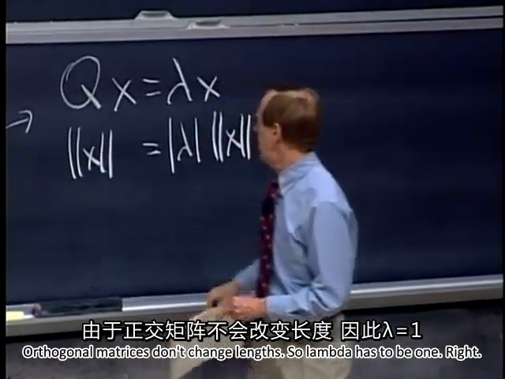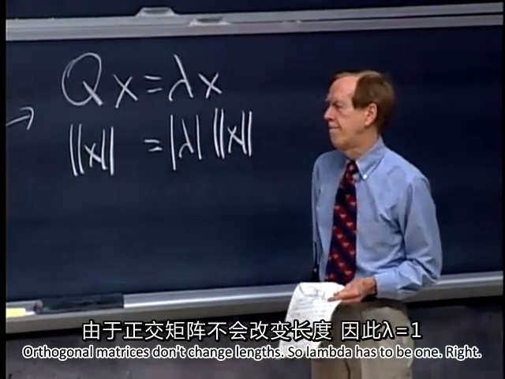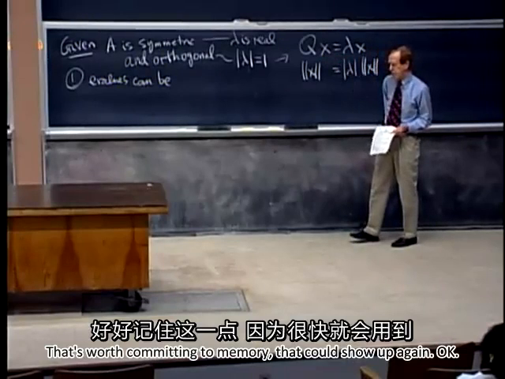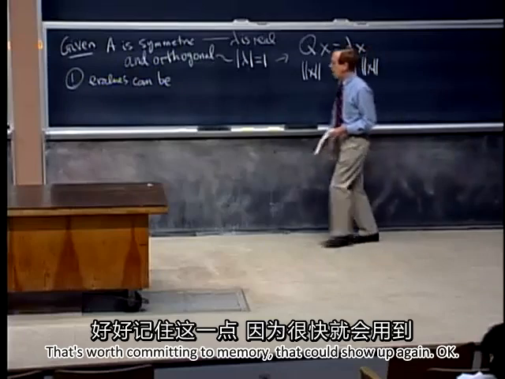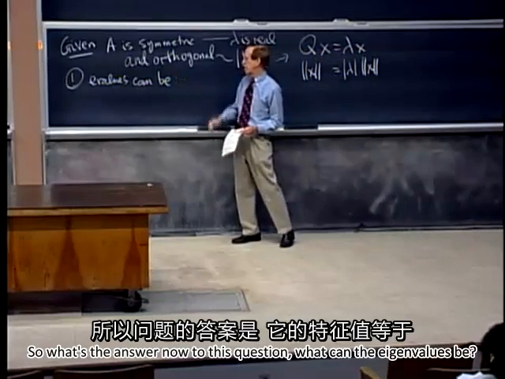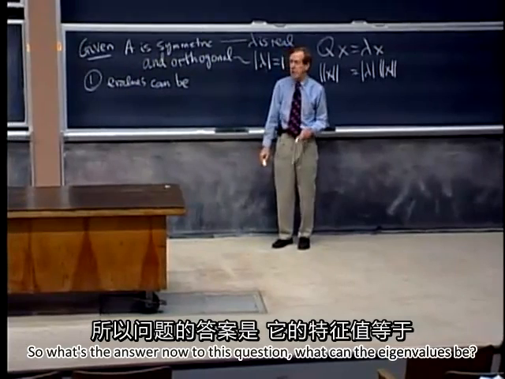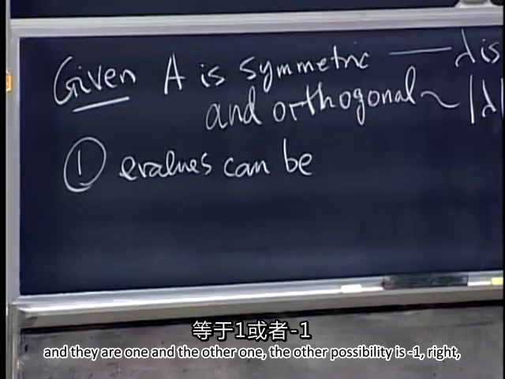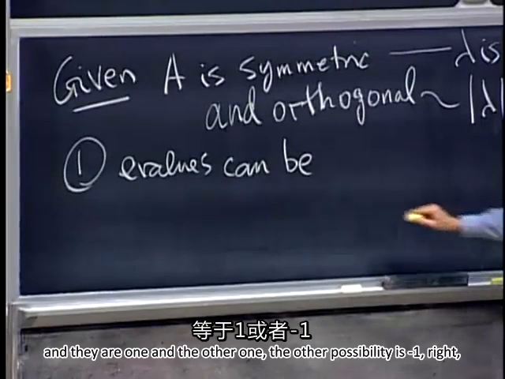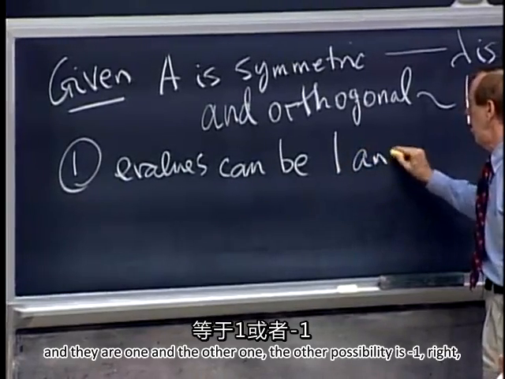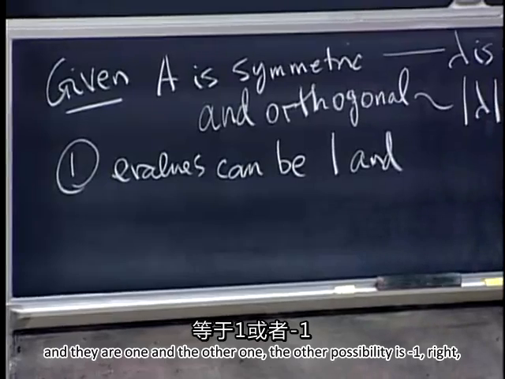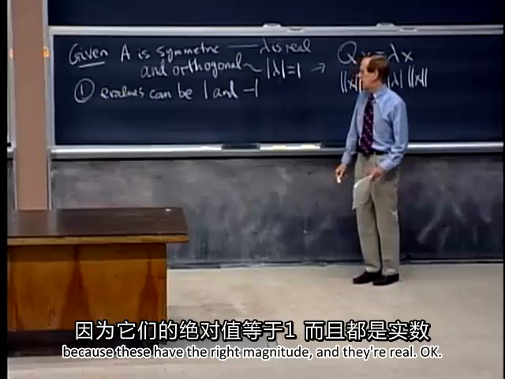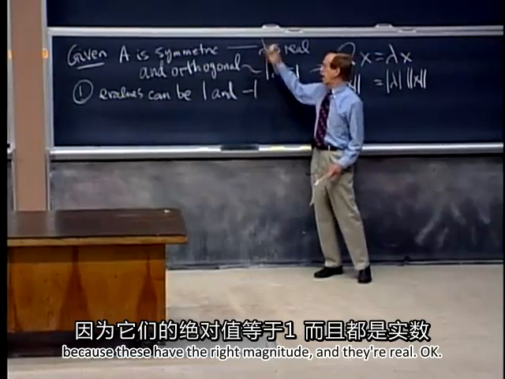So lambda has to be 1. Right. Okay. That's worth committing to memory. That could show up again. Okay, so what's the answer now to this question? What can the eigenvalues be? There's only 2 possibilities, and they are 1 and the other possibility is -1. Right. Because these have the right magnitude and they're real.